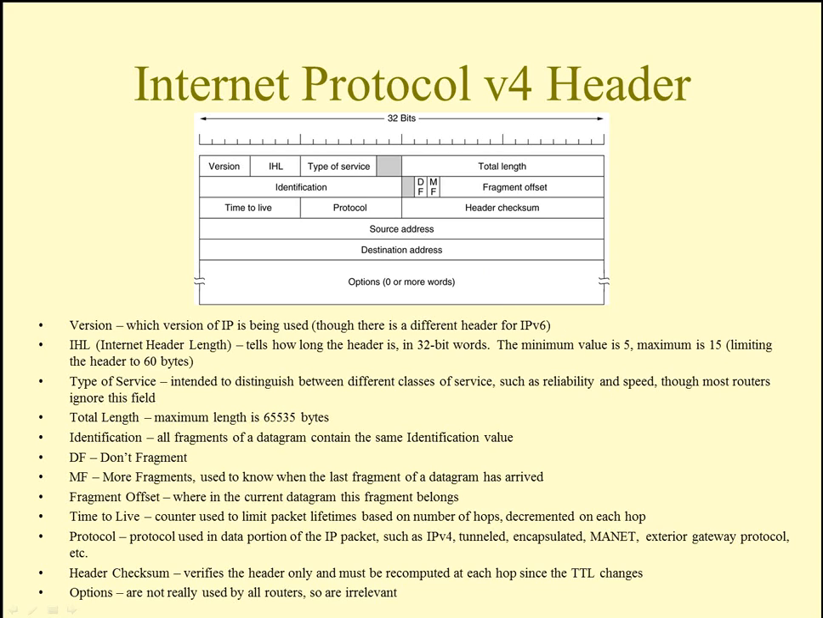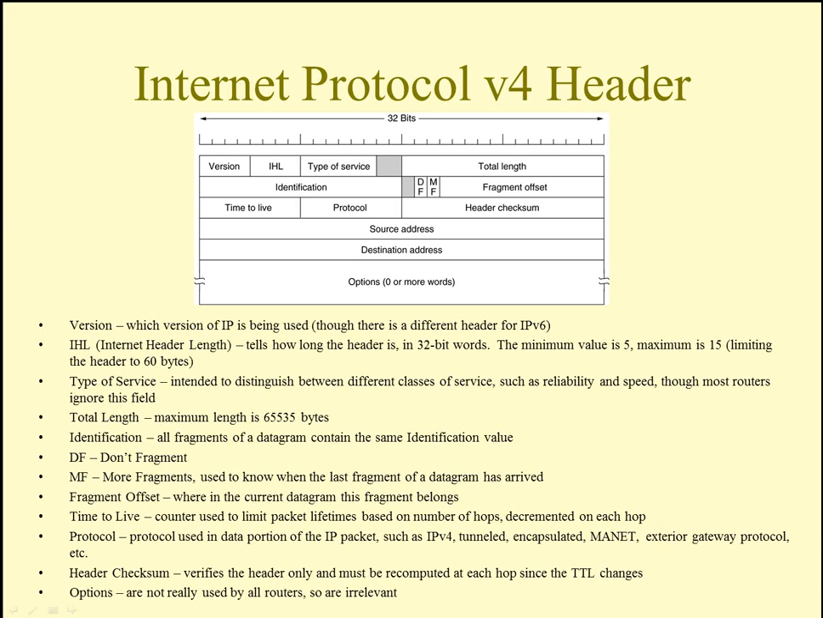The type of service field was intended to distinguish between different classes of service, such as reliability and speed, though most routers ignore this field. So the creators, the inventors of the IP version 4 header thought that maybe we can have different classes of service distinguished by this type of service header field. But it didn't end up working out that way, since most routers didn't implement reading that field.